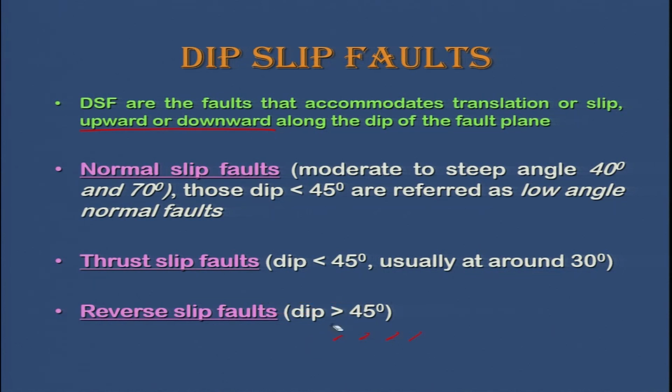So here these two faults, that is the thrust and the reverse fault, fall under the category of compressional tectonic environment, and normal faults go under an extensional tectonic environment. So this is the major difference here.